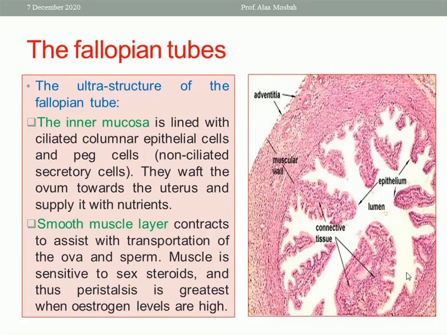Histologically, there is inner mucosa, then the smooth muscle layer. The inner mucosa, as you see here, is lined with ciliated columnar epithelium and big non-ciliated secretory cells. They waft the ovum toward the uterus and supply it with nutrients. Then the smooth muscle layer contracts to assist the transportation of the ova and sperm. Muscle is sensitive to sex steroids, and thus peristalsis is greatest when estrogen levels are high.